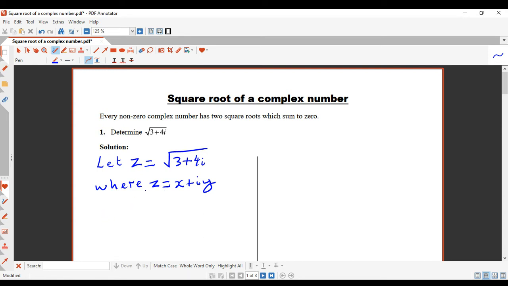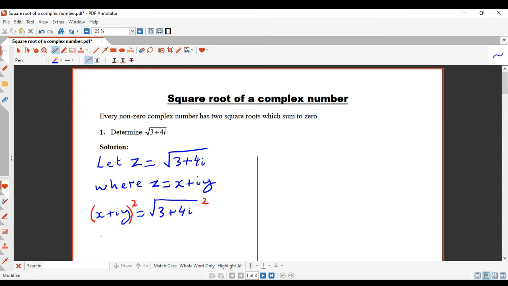So now we know what z is equal to. We're going to say x plus iy is equal to the square root of 3 plus 4i. So that's just a substitution. Okay, and then we're going to square both sides. So next step is squaring that side and then squaring that side.